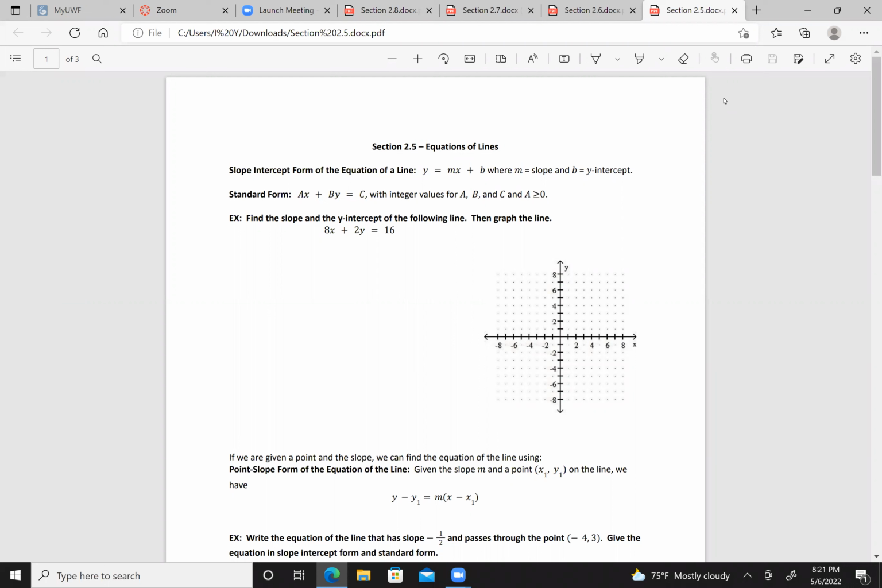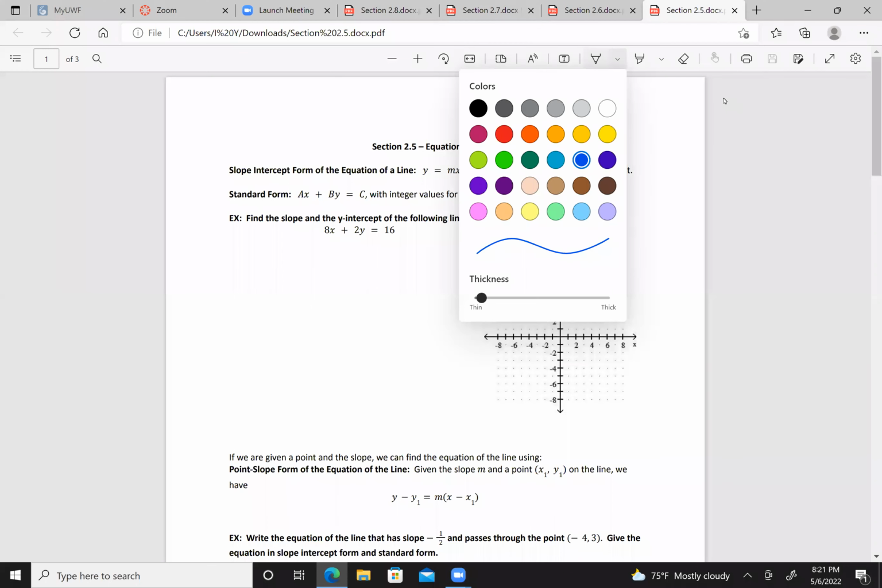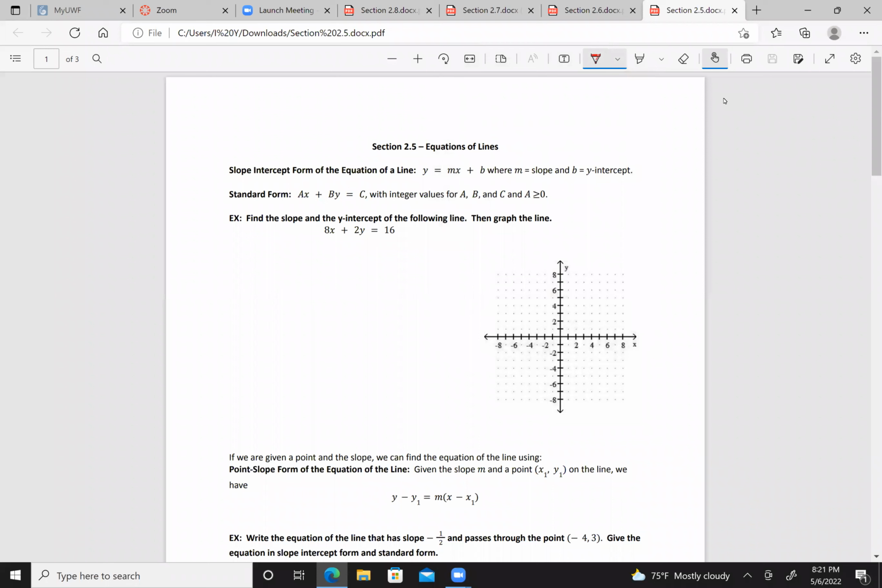So find the slope and the y-intercept of the following line, then graph it. Well, first of all, if we solve for y, that puts it in slope-intercept form. So let's go ahead and solve for y. I have 2y, and I'm going to subtract 8x from both sides. I have 2y equals negative 8x plus 16. Divide by 2, and we get negative 4x plus 8.